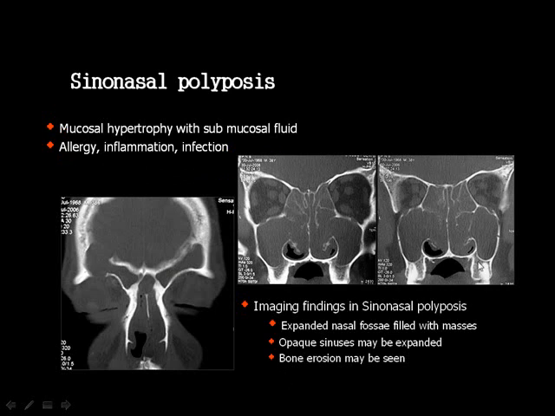But whenever we can see this appearance, which is total opacification of the maxillary and paranasal sinuses, as well as masses in the nasal fossa merging with the nasal conchae, we can reach this diagnosis, which is known as the sinonasal polyposis type. The imaging finding of sinonasal polyposis type is an expanded nasal fossa filled with masses, which are polyps, and opaque sinuses which may be expanded, and in some cases you can see bone erosion, like in this case where you can see erosion of the frontal sinus.